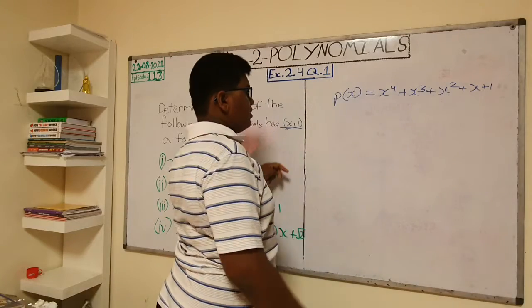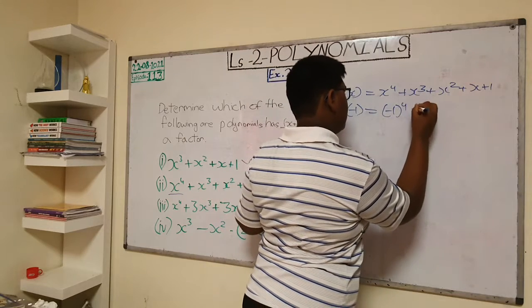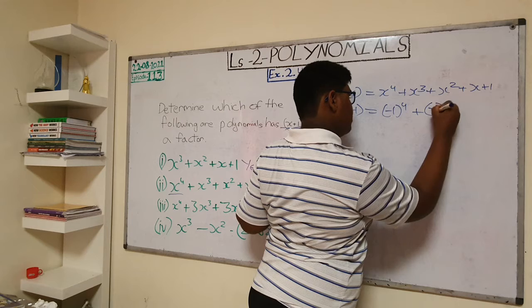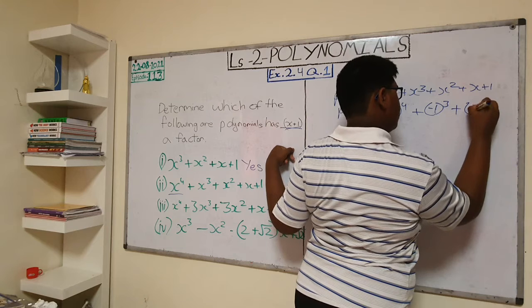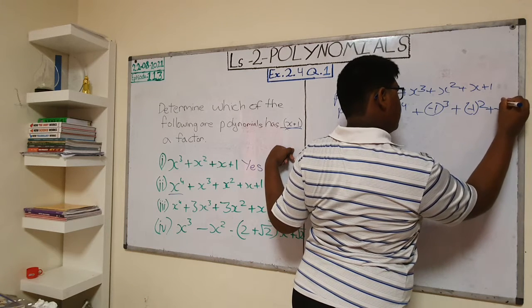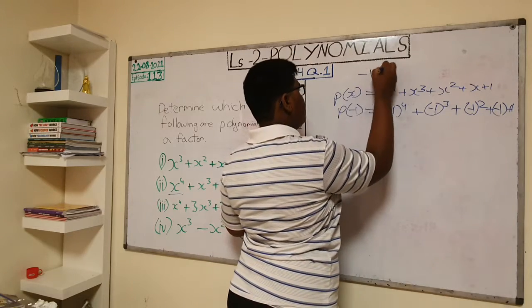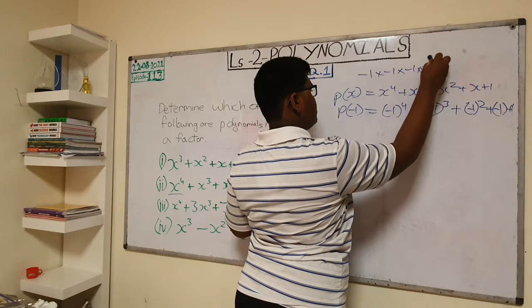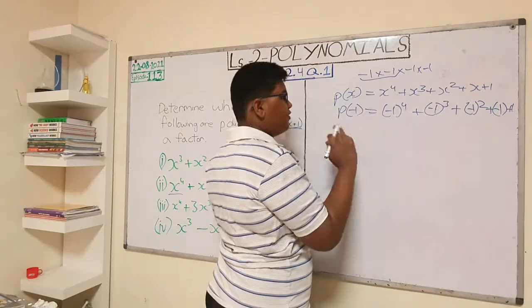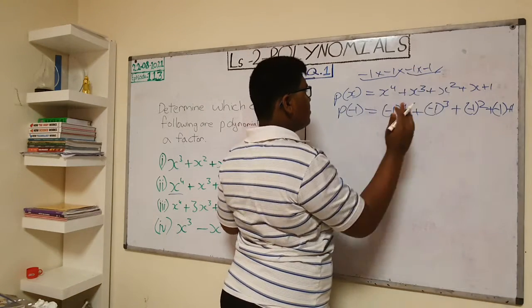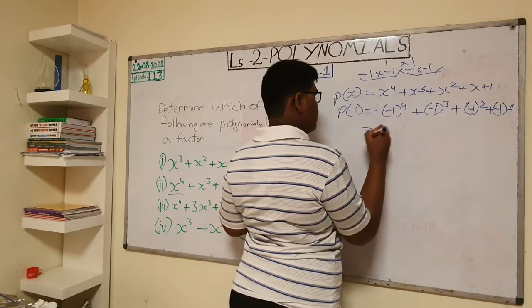Right? Everything is the same. Then p of minus 1 is equal to minus 1 raised to 4 plus minus 1 cube plus minus 1 square plus minus 1 plus 1. Alright. So now minus 1 raised to 4 will be minus 1 into minus 1 into minus 1 into minus 1. Right? So minus 1 into minus 1 will be 1. Then again minus 1 into minus 1 will be 1. So 1 into 1 into 1 is equal to 1 itself. So the first one is 1.